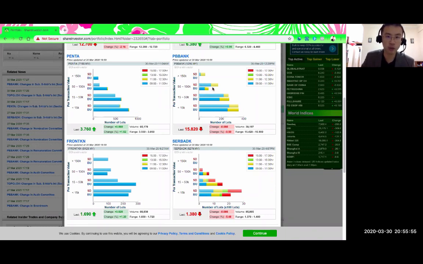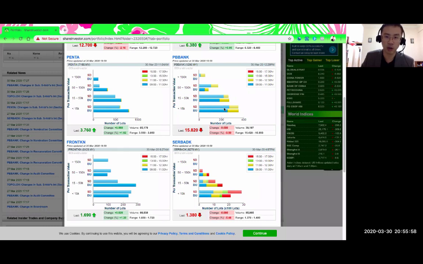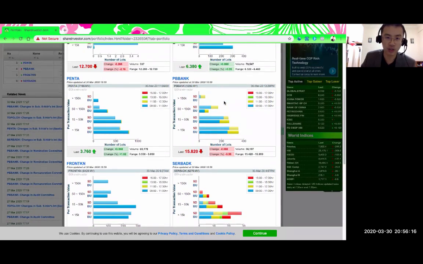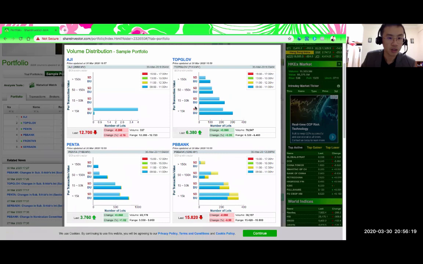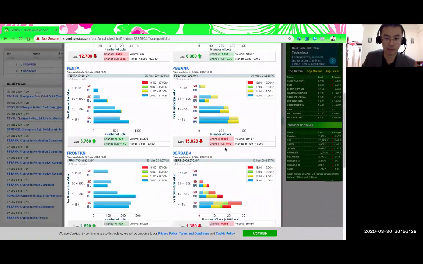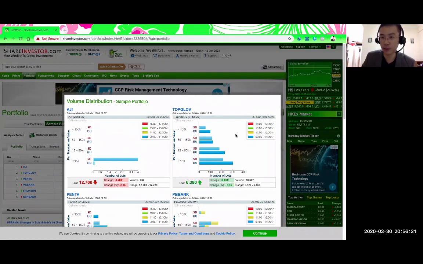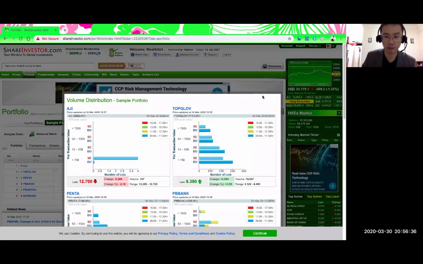So this volume distribution chart will tell us whether on a particular day there are big players moving the market or retail players. Of course, retail investors are usually in the last two, less than 15K or 15 to 50K. Any transaction more than 150,000 is considered a big player. For example, Ajinomoto, for the whole day, only small players were playing, in the morning session. Is that valuable information for you? If you want to see whether the big sharks are moving or not, this is the volume distribution chart you can use.